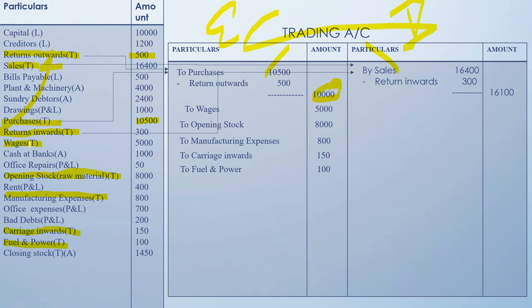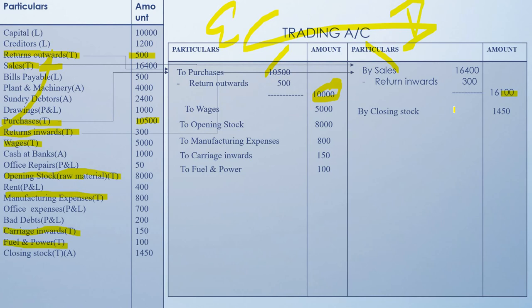So we post all the items, but finally we have closing stock. Closing stock is what remains after the total sales. These sales have happened, but the company still has some unsold products. That cost is 1,450. Now we want to balance the left-hand side and right-hand side equally.